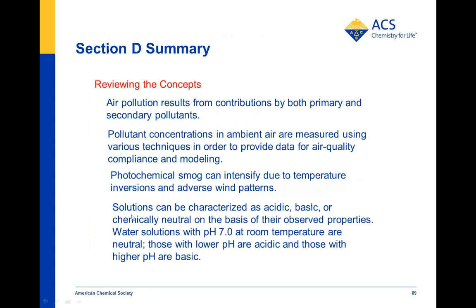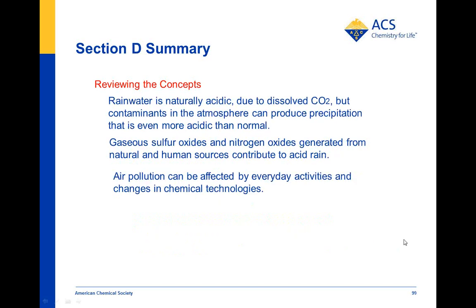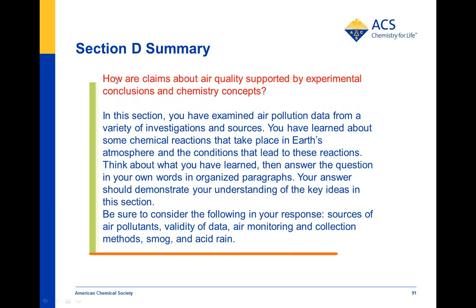And again, so we can review everything. What is air pollution? How is it measured? We can take a look at the techniques in terms of accuracy and precision, what photochemical smog can do, acids, bases, and neutral, acid rain and the natural pH of rain, and air pollution can be affected by everyday activities. And then again, there's always that big question that allows them to do the writing piece, the essay, that's part of the summary questions.